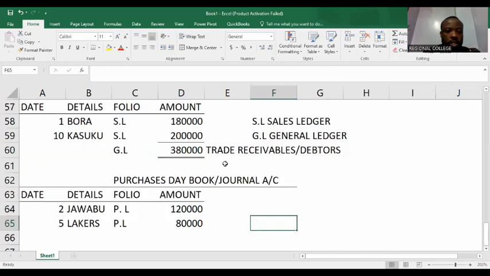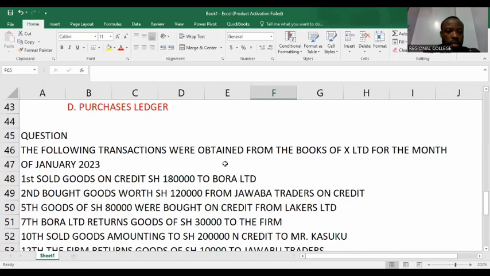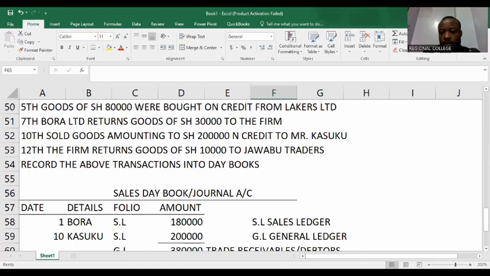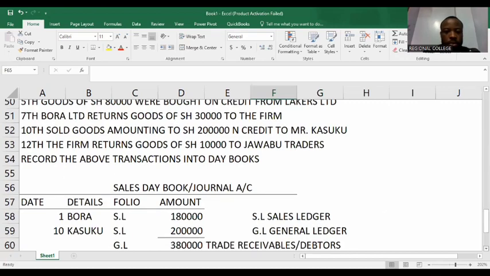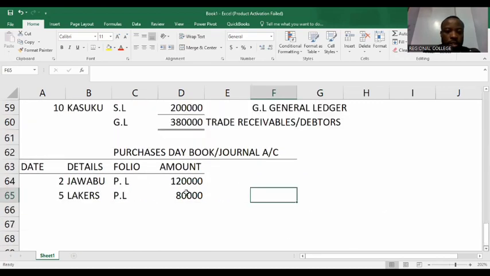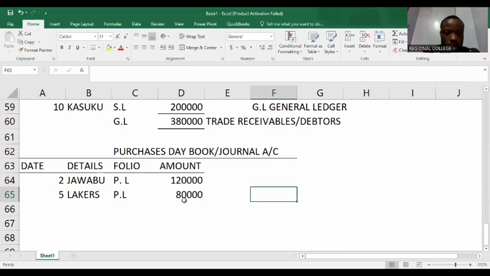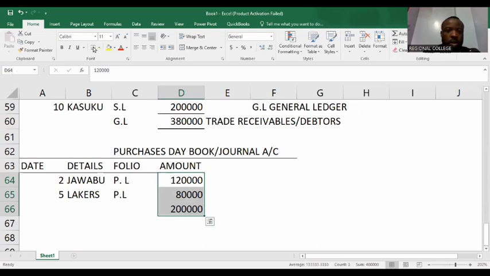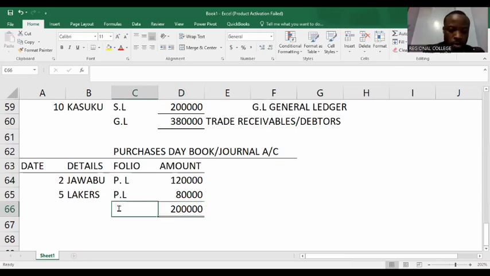Then the next one, I don't see. So for me to get the total general of my creditors, so that I can auto sum them, this one will go to the general of your credit. So this one becomes the total value of your creditors.